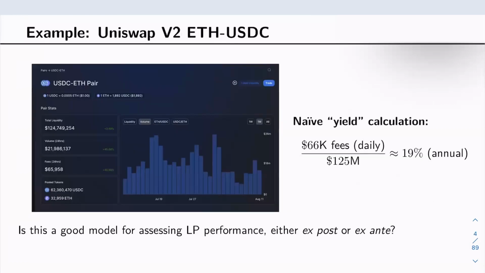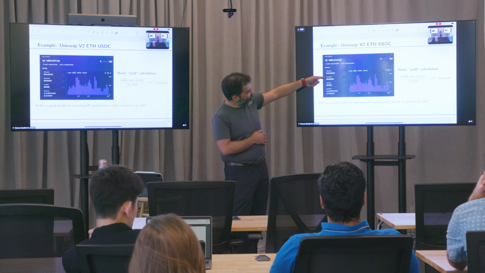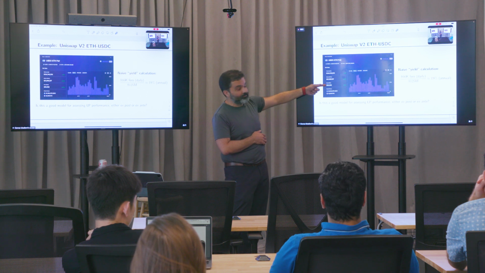As a starting point, let's talk about the way practitioners in industry usually talk about AMMs and thinking about investing in an AMM. This is a screenshot from the Uniswap v2 ETH-USDC pool, and on this screenshot, you see a bunch of things. This pool had about $125 million in assets. In the past 24 hours, $20 million traded, and it generated about $66,000 in fees during that period.